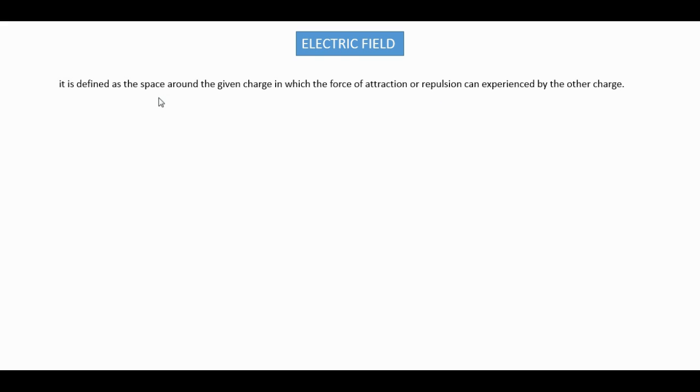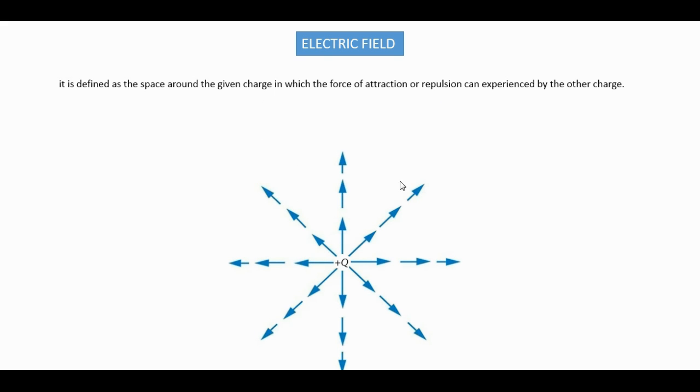It is defined as the space around the given charge. This is the charge, our charge is here, and this is the space around the given charge. The space around the given charge in which the force of attraction and repulsion can be experienced by another charge is called the electric field.